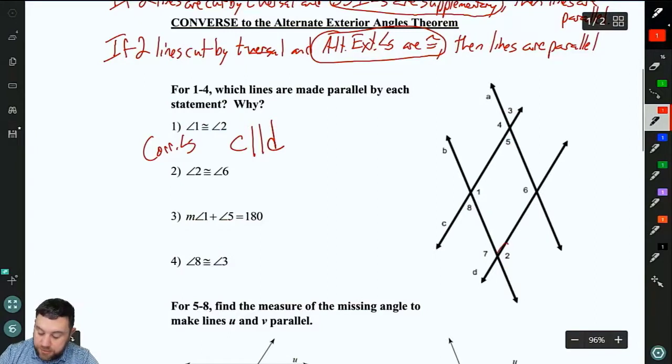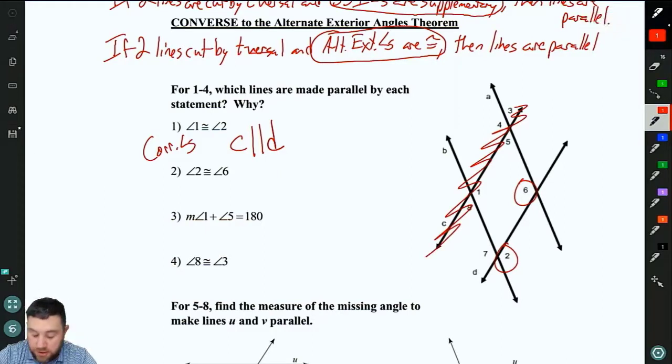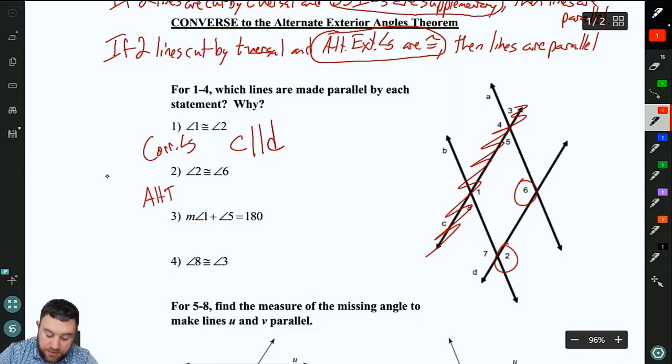Now for number 2, we've got angle 2 and angle 6. So that means we don't need line C at all. Those are alternate interior angles. And that shows us that A and B are parallel.